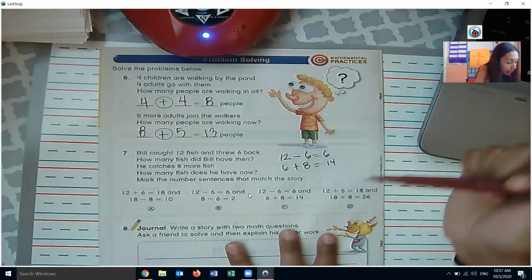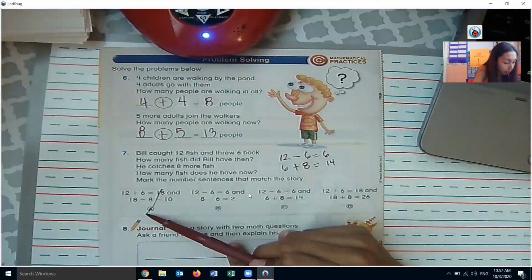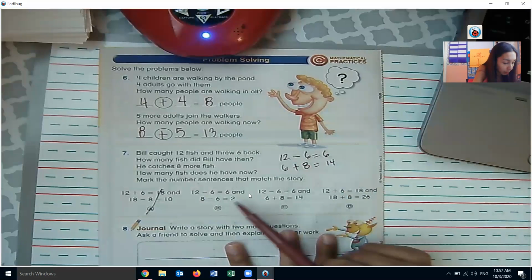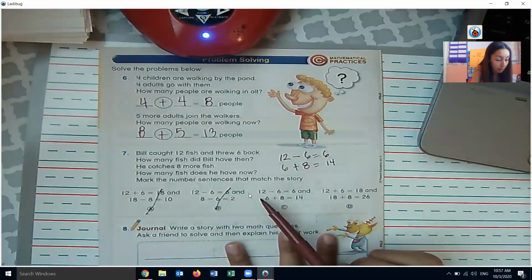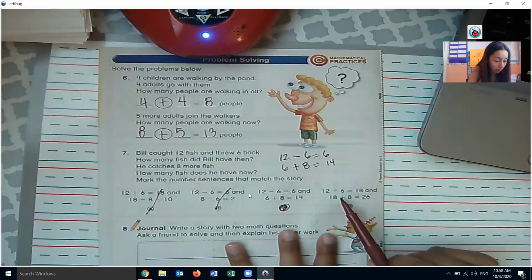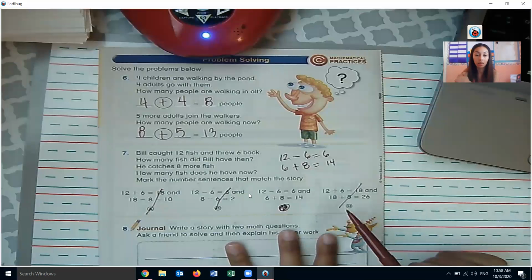So I want 12 minus 6 for the first one. No. 12 minus 6 is 6. Okay, that's good. But then here they did 8 minus 6, and he caught more. He didn't put any away. We want addition. 12 minus 6 is 6, and 6 plus 8 is 14. Yeah. And I'll just take a peek here. Nope, because they are adding. So we are at letter C for number 12.